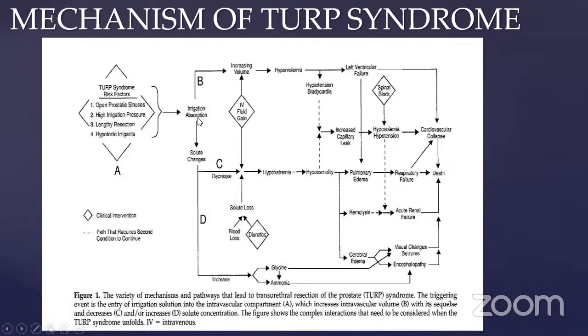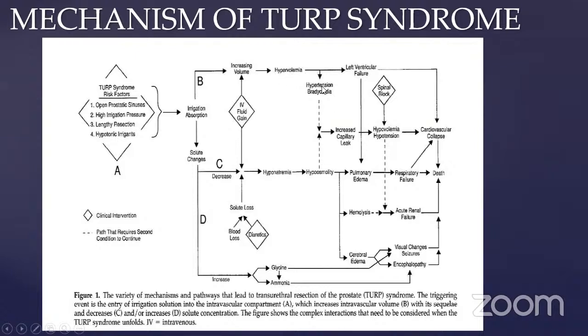If the sinuses are open, the irrigation fluid is absorbed and it increases the volume of circulating blood. Circulatory overload occurs due to increased blood volume. It causes hypervolemia, and this hypervolemia may lead to cardiac overload, and left ventricular failure can occur, which ultimately causes cardiovascular collapse. This left ventricular failure can also lead to pulmonary edema, which causes respiratory failure, which ultimately leads to cardiovascular collapse.